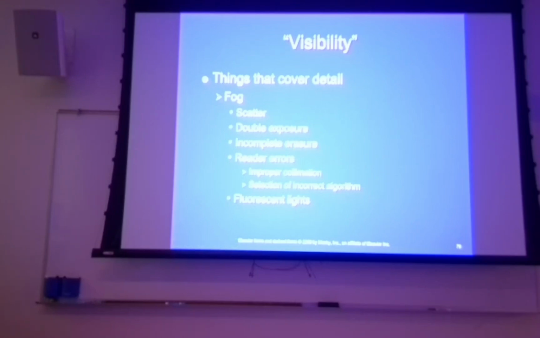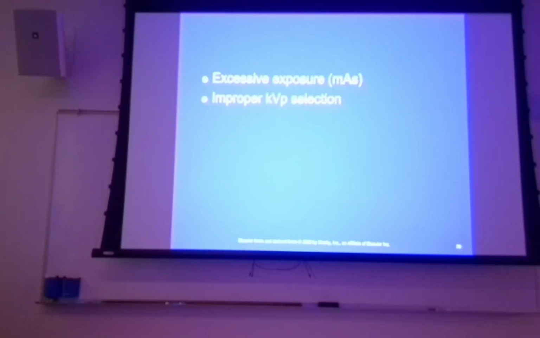Usually that's going to be a CR issue. Reader errors, CR issues, improper collimation could cause that. Selection of incorrect algorithm. Fluorescent lights actually add fog to your CR sets. So I think I mentioned that last week or the week before. If a CR set is left unused for as much as 8 hours, it needs to go through the eraser bank. Otherwise, it's going to have so much fluorescent light fog and background fog on it that it's going to affect the image.